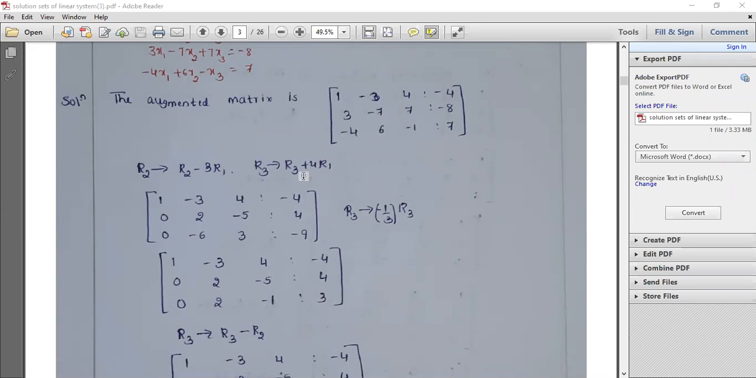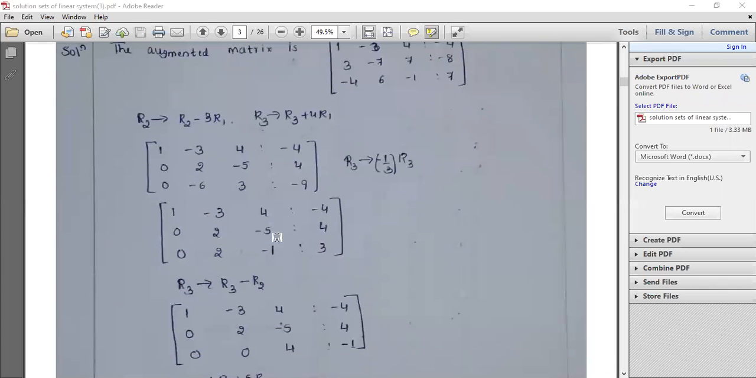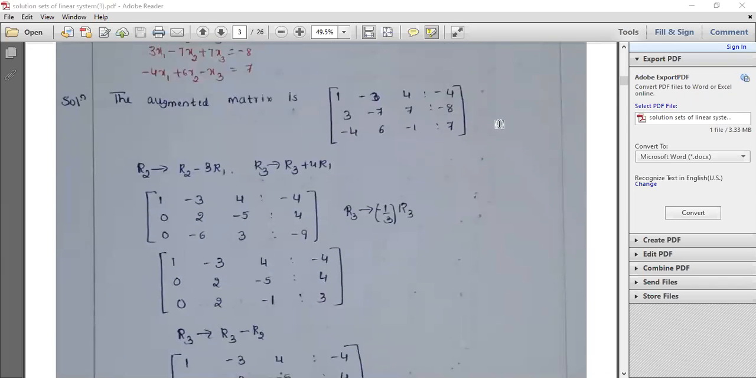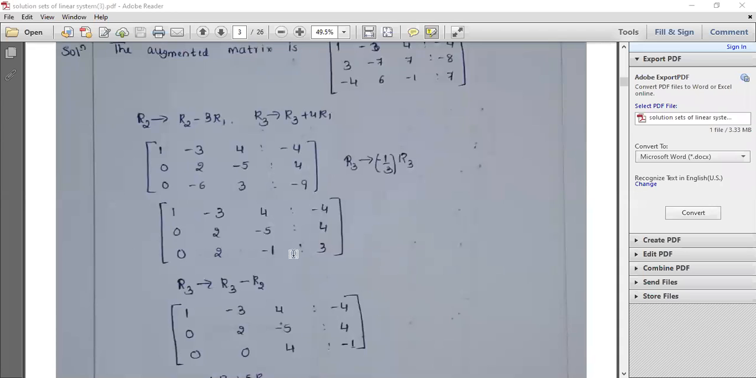Then R3 will be R3 plus 4 times of R1. Minus 4 plus 4 is 0. Then 6 minus 12, that is, 6 minus, what do you get? Minus 12. This term, right? So 6 minus 12. Yeah, minus 6 you will get. Then next is 3 and the next is minus 9.